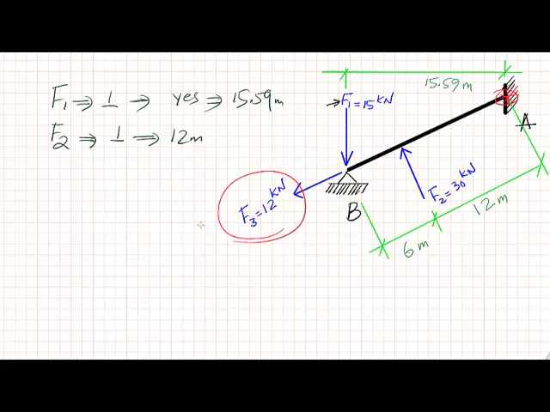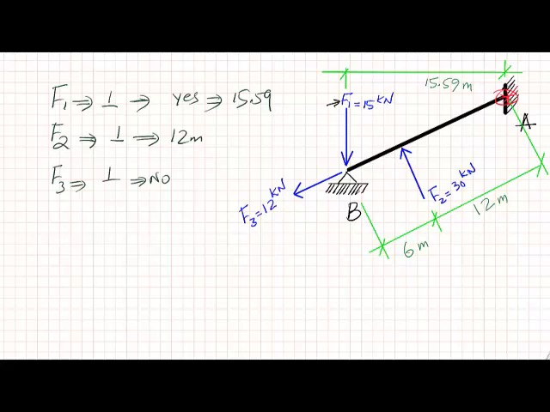Now let's come to the third force, which is F3. For F3, do we have a perpendicular distance? In reality, if you look at F3, there is no perpendicular distance between F3 and point A, because F3 is passing through point A. So we'll say that for F3 there is no perpendicular distance.